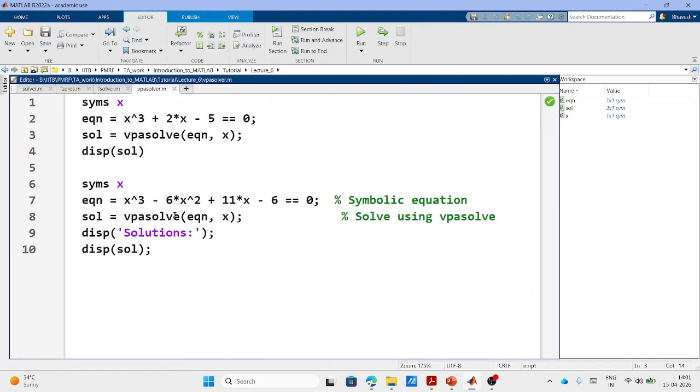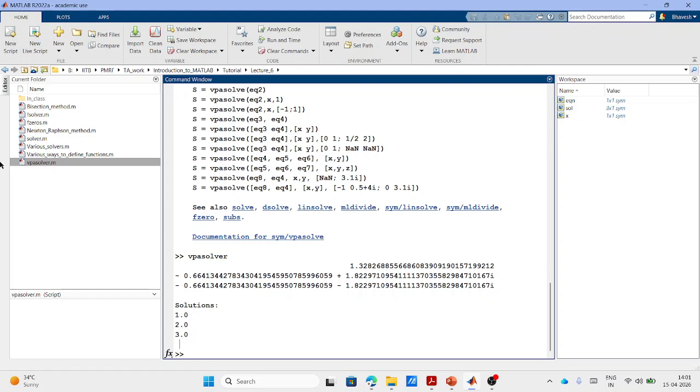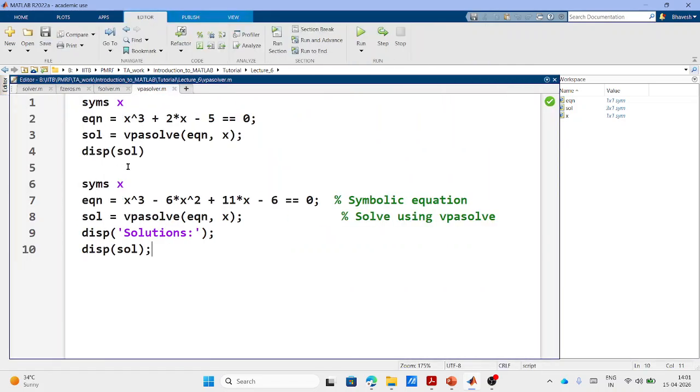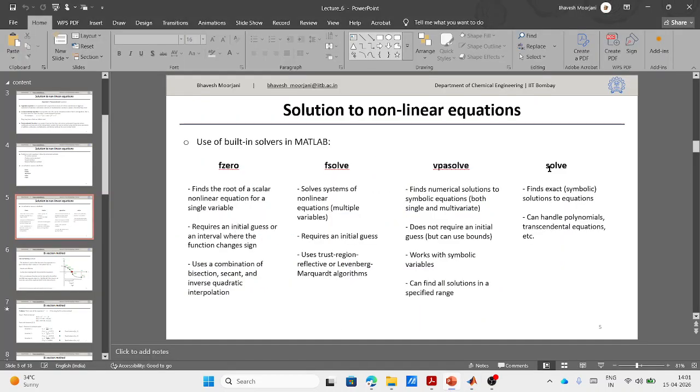For the second case, I have x cubed minus 6x squared plus 11x minus 6 equal to 0. So the symbolic equation is given and I want to find its solution. Here the solution is numeric. The equation is provided in the form of a symbol while the solution is numerical, so you can use vpasolve. Then you have the solve command, which finds the exact symbolic solution of the equation.